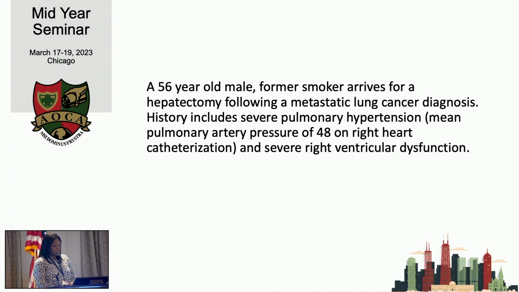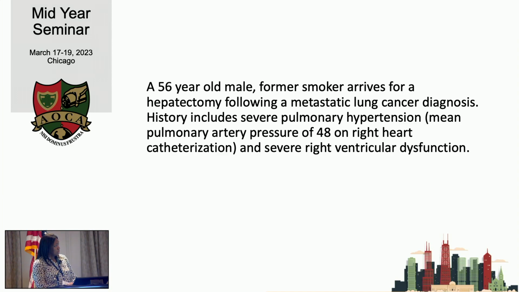For the next case, we have a 56-year-old male. He's a former smoker, and he arrives for hepatectomy following a metastatic lung cancer diagnosis. History includes severe pulmonary hypertension. His mean pulmonary artery pressure is 48 on right heart catheterization, and he also has severe right ventricular dysfunction.